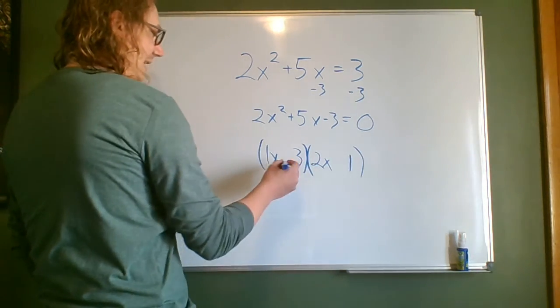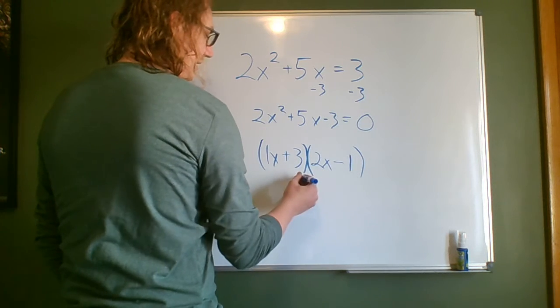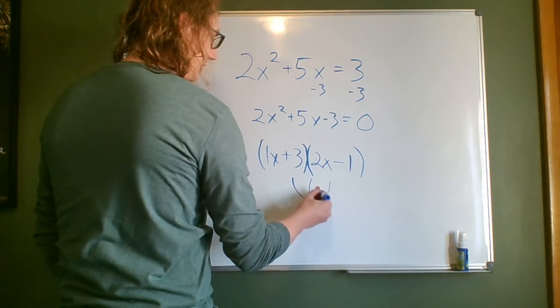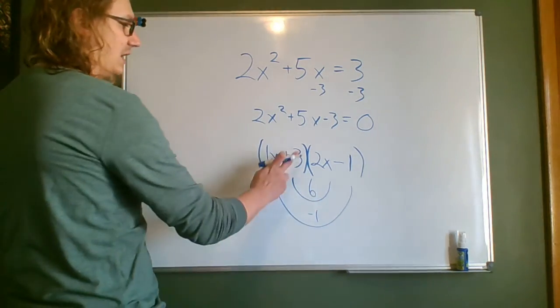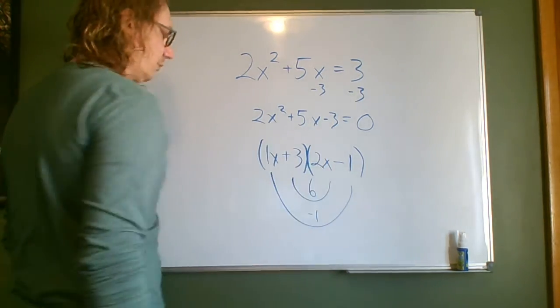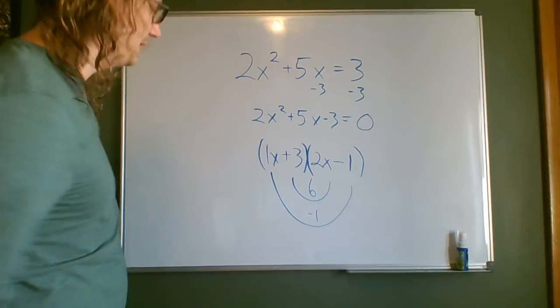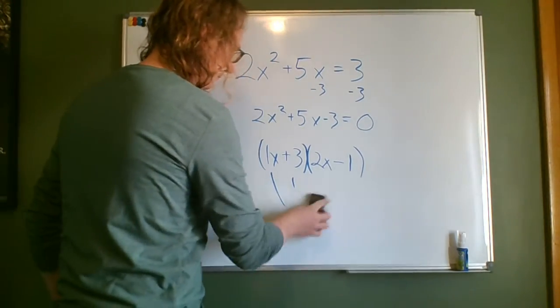So I think that I want it like that, with a plus and a minus. Let's just double check here. 3 and 2 is a positive 6, 1 and 1 is a negative 1. 6 minus 1 will give me that 5. 3 and negative 1 will give me that negative 3. All right, so we have factored. Huzzah.